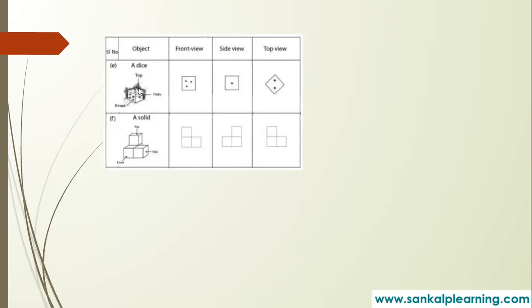See top view, you're seeing 3 dots here. It is a dice, 3 dots are on top. Next side view, you can see 1 dot, and here, okay, one side will be 2 and this is 4. Okay, 1 2 3 4. Yes, front view, side view and top view.